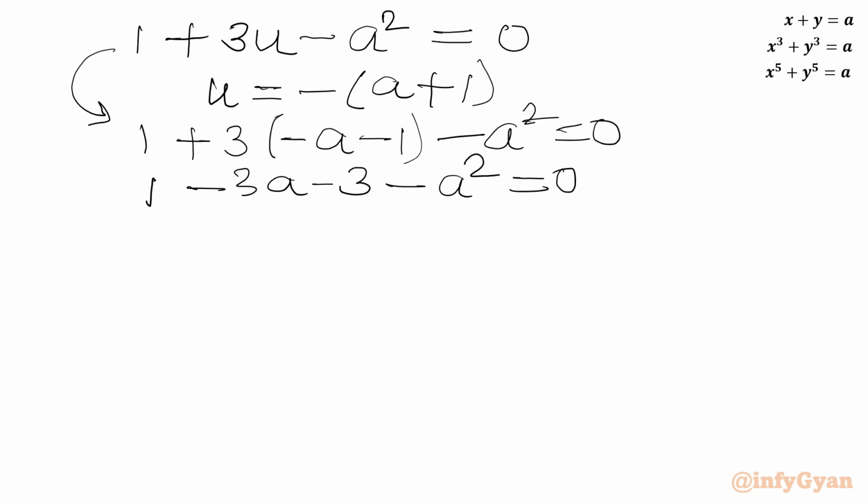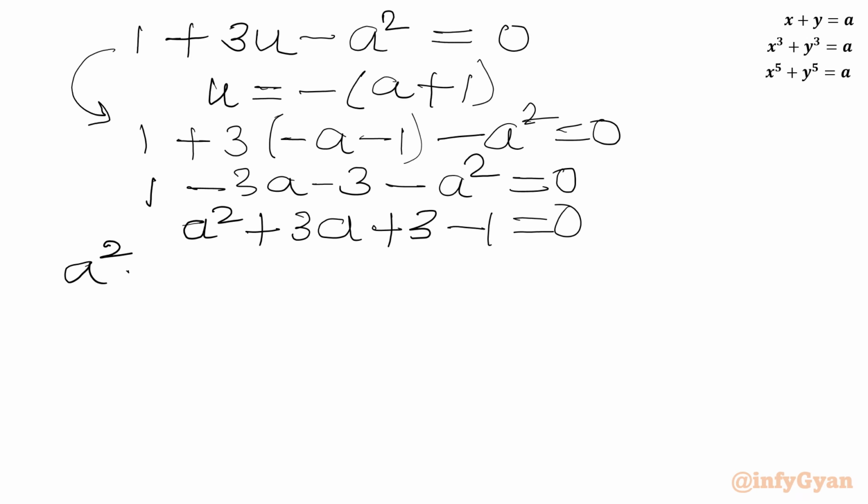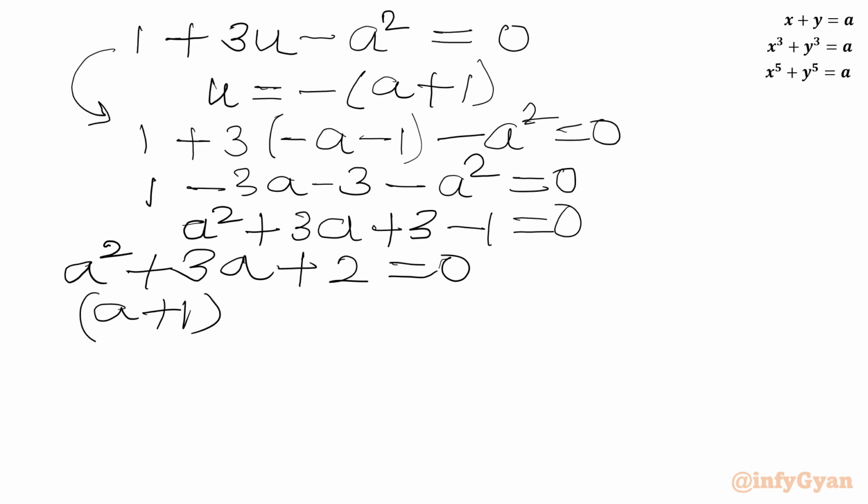Multiply both sides by negative 1. So we will get a square plus 3a plus 3 minus 1 equal to 0. Or we can write a square plus 3a plus 2 equal to 0. So we have quadratic equation. We can easily factorize a plus 1 times a plus 2 equal to 0. We'll apply product 0 rule. We'll say either a plus 1 will be 0 or a plus 2 will be 0.